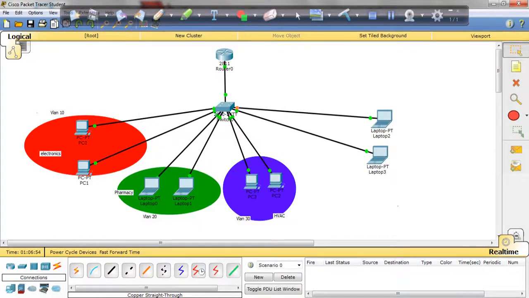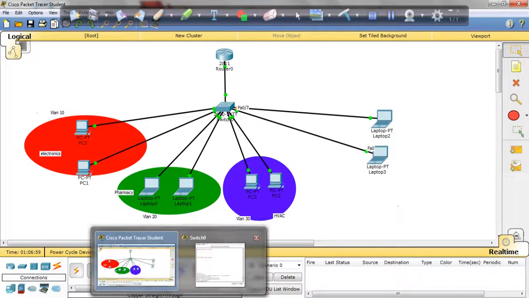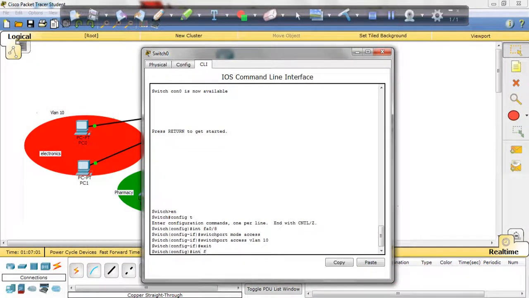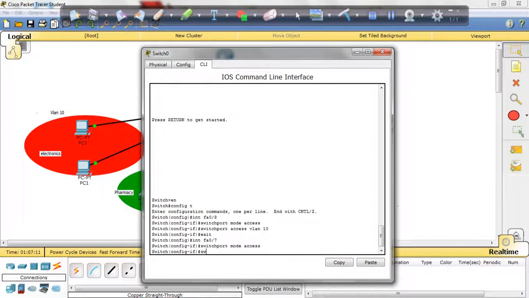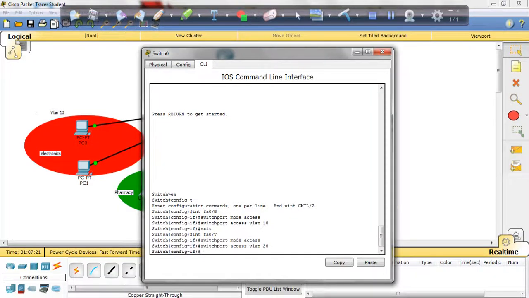Okay, so we've assigned one PC to VLAN 10, and we're going to assign the other PC. Let's look at what port it's on. 7. Interface FA0/7. Port mode access. Switchport access VLAN 20.